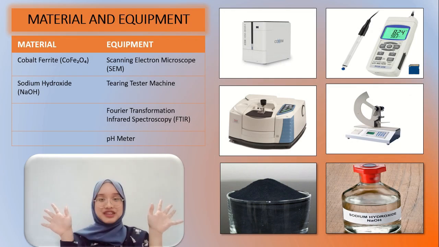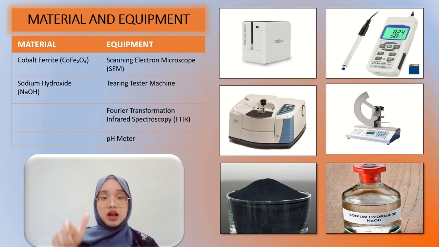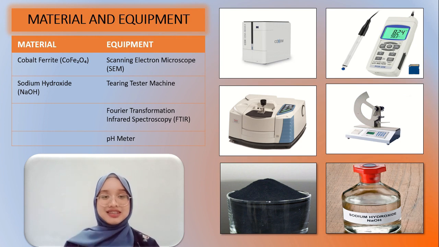These are the materials and equipment that will be used in the research. There are two materials, which are cobalt ferrite and sodium hydroxide, and four equipment, which are scanning electron microscope, tensile tester machine, Fourier transformation infrared spectroscopy, and pH meter.